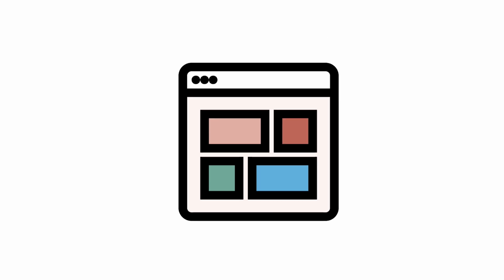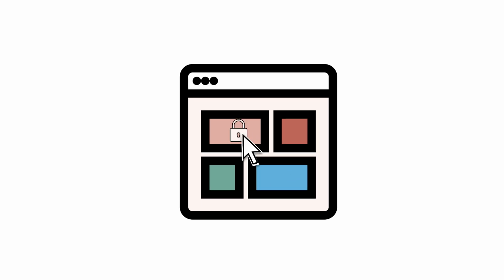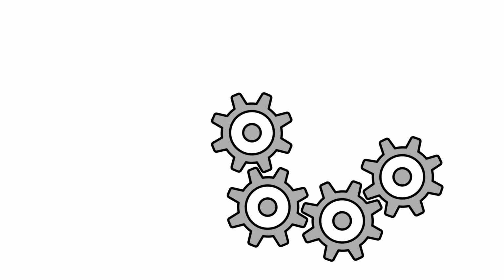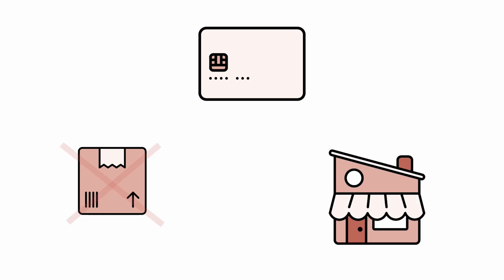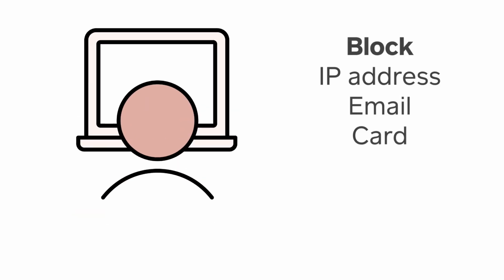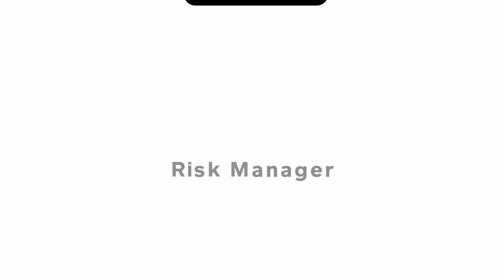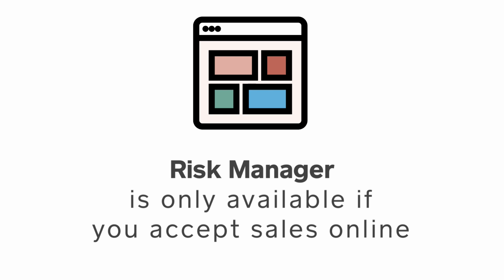Square Risk Manager is a customizable risk management system designed to give you greater control over the sales you accept on your website. Set customizable rules to take advantage of Square's machine learning models, and receive alerts for address verification, billing, and shipping mismatches. You can also add an IP address, email, or card to your block list to stop bad activity on your site.